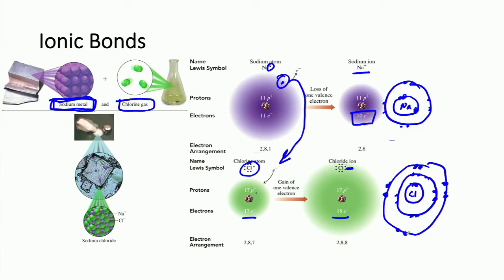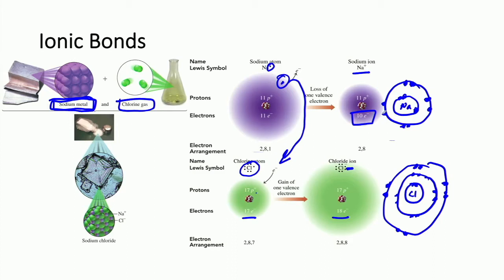Same thing with sodium. It lost that one that used to be in its outermost shell, the third shell, and it gave it over to chlorine. And so now its outermost shell has a full octet.